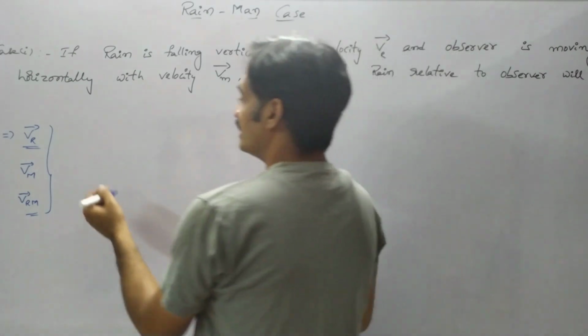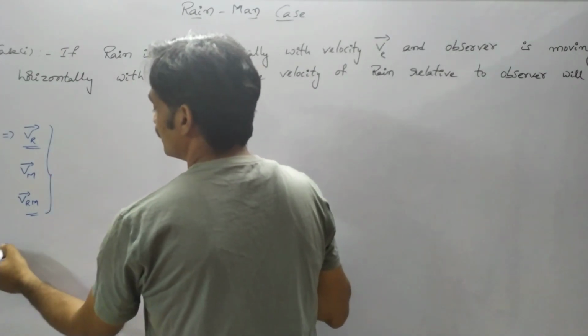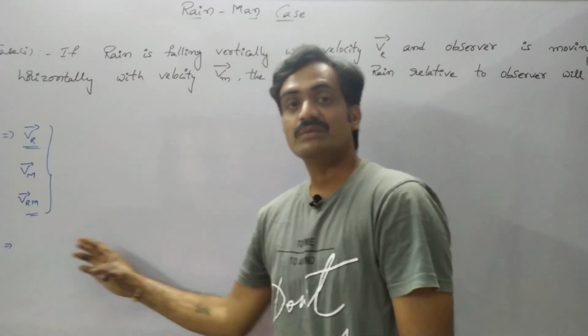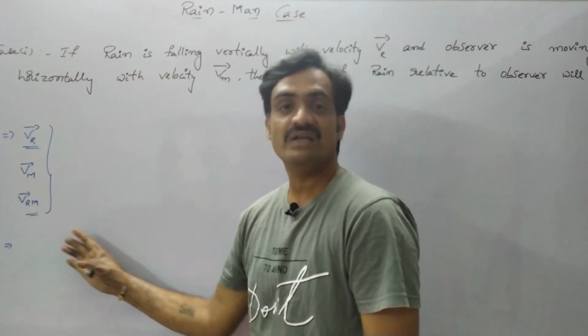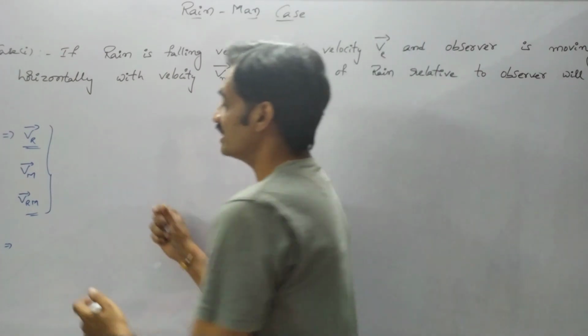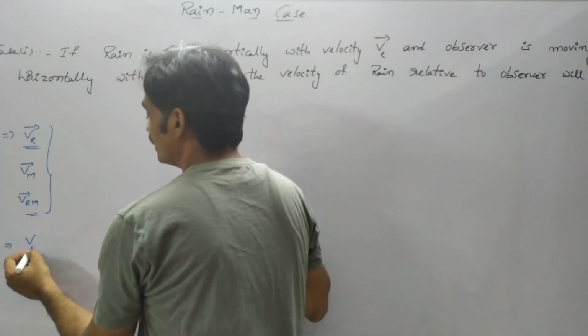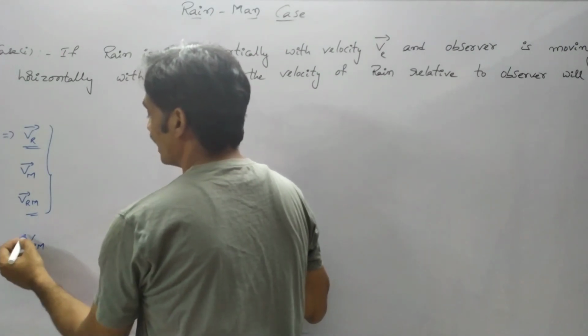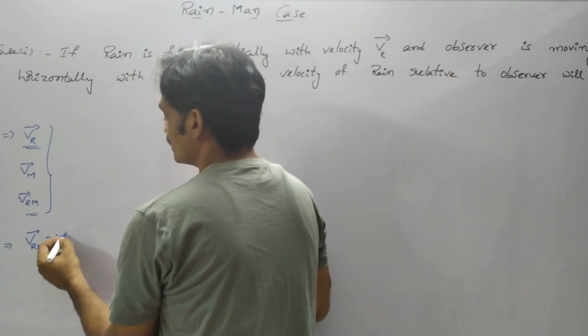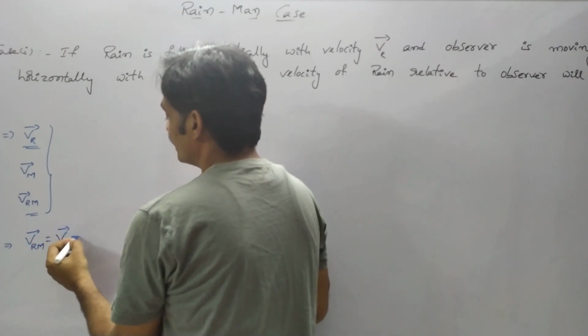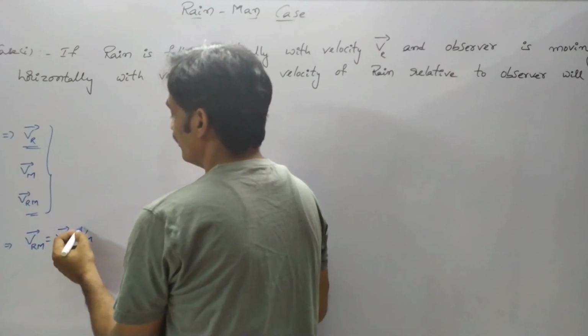So here come to the case of this rain man case. It is similar to that of river, boat, as well as aeroplane, wind cases. So here we consider that the velocity of the rain with respect to man is equal to the velocity of the rain minus the velocity of the man.